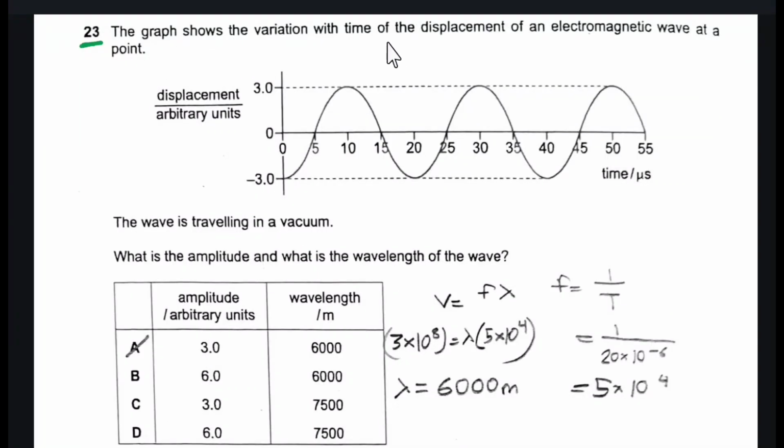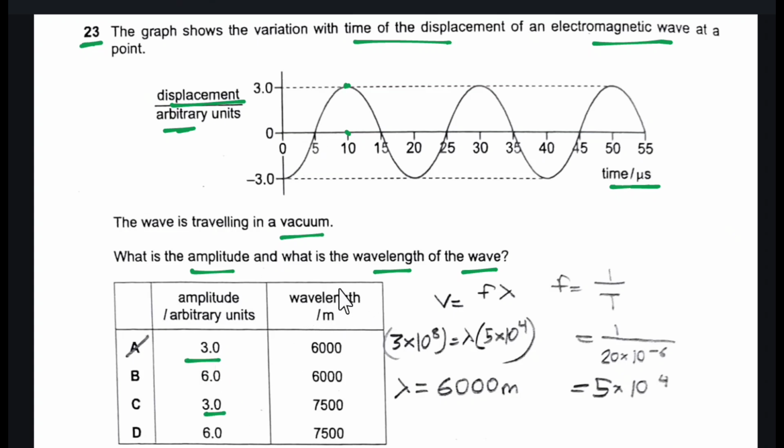The graph shows the variation with time of displacement of an electromagnetic wave at a point. The displacement and time graph. So the wave is traveling in a vacuum. What is the amplitude and the wavelength of the wave? For the amplitude, since it represents displacement, from the rest position it is the maximum displacement, so the amplitude is 3.